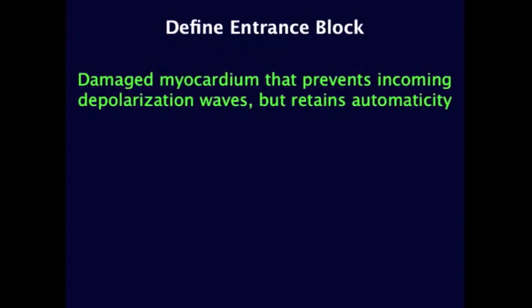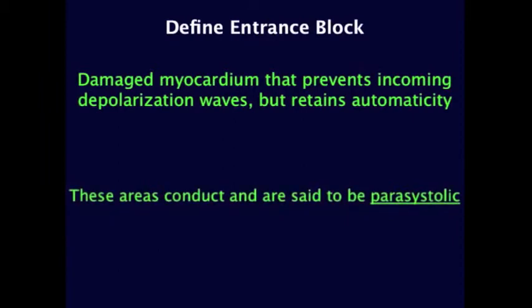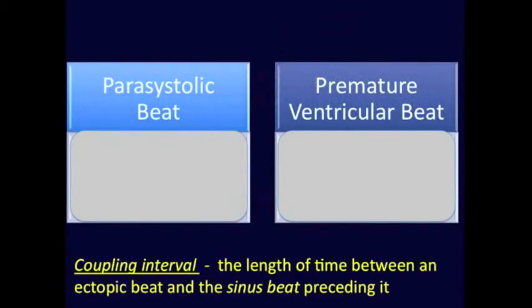And do you know the term given to an automaticity focus that has an entrance block? It is said to be parasystolic. So again, a parasystolic focus is automatic in nature and it can deliver impulses to the myocardium but cannot be reset by impulses originating elsewhere. Now, it's important to be able to distinguish these from PVCs, premature ventricular complexes.